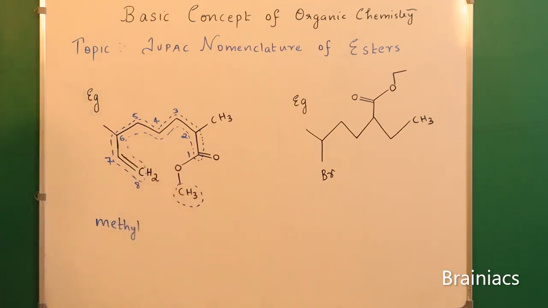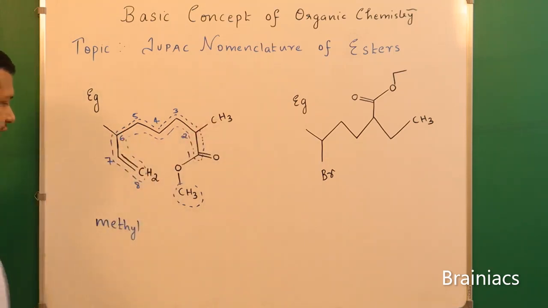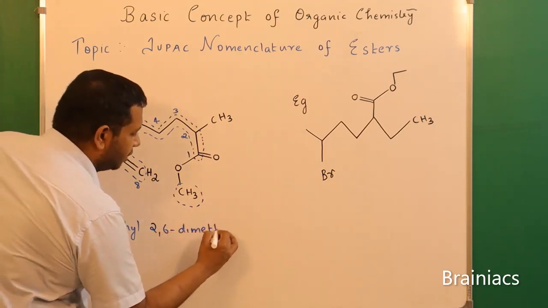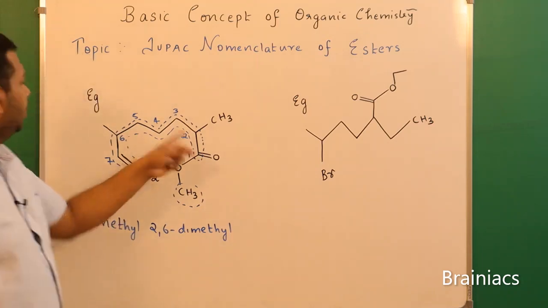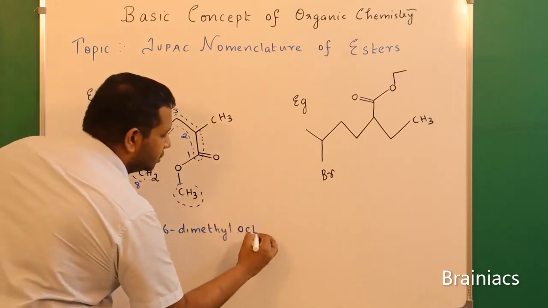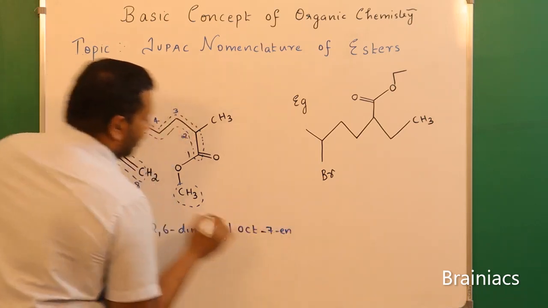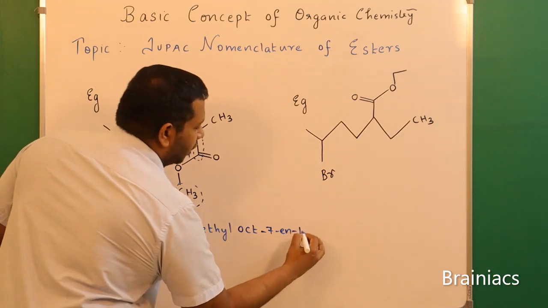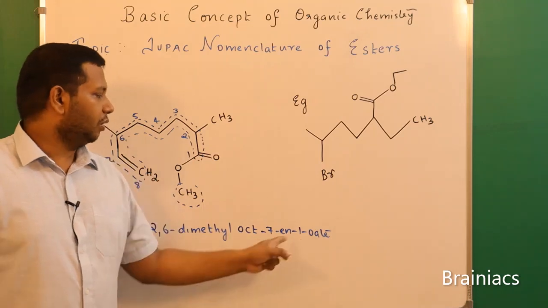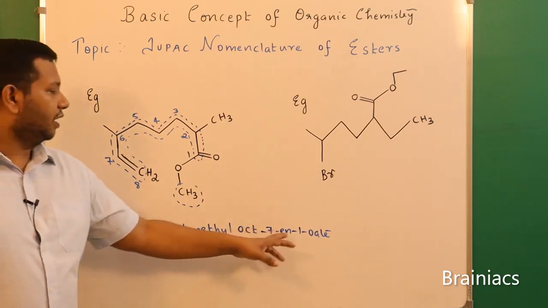Correct? Now, starting with the secondary prefix, at the second position there is methyl and at the sixth position there is methyl. So I can say methyl 2,6-dimethyl. How many carbon atoms are there? 8. So I can say oct, and we know that at the 7th position it is linked through a double bond. So oct-7-en. I know that at the first position there is the ester, 1-oate. You don't need to mention this one, you can write enoate or en-1-oate. Like this you need to write. So methyl 2,6-dimethyloct-7-en-1-oate.